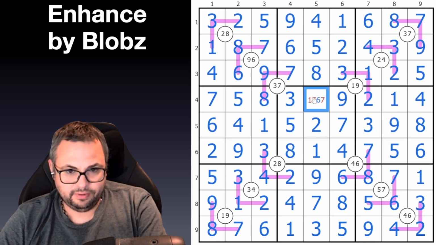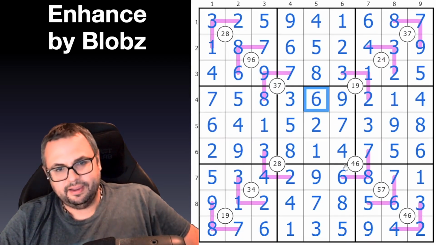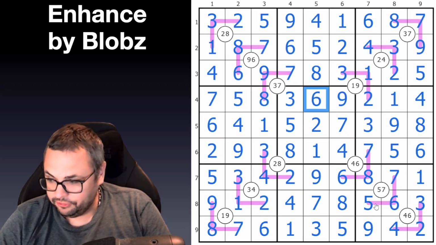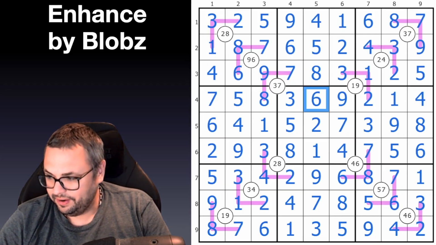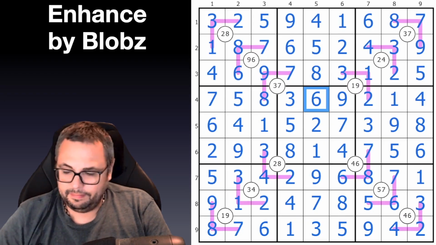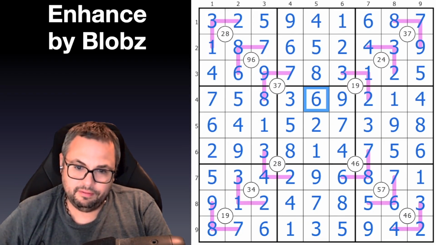I really enjoyed this one. This one was a very nice collection of deductions there. So hopefully you enjoyed it too. Let me know in the comments what your favorite part of the puzzle was.